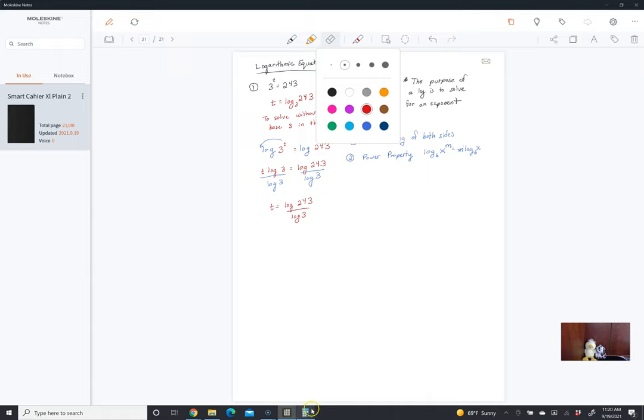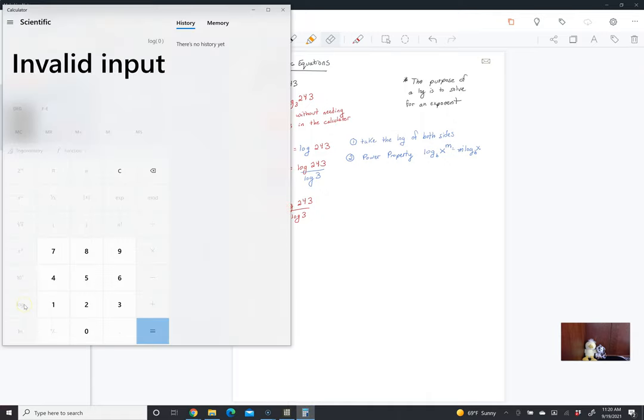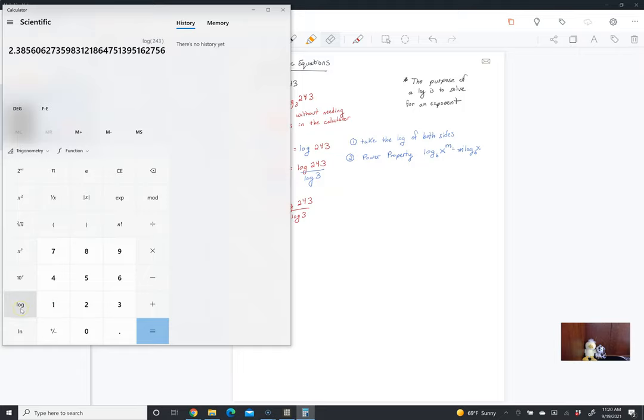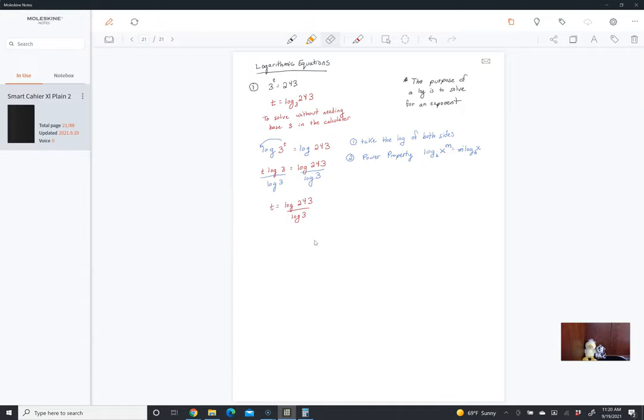And if we go into our calculator, for a lot of calculators, including this one, in order to put in the log, you type in the number first, and then you do log. So log of 243 is 2.38. And then we're going to divide by, and put it in parentheses, log of 3. So put 3 first, and then log, and then just close your parentheses. And you get 5. So in some calculators, you could type log and then the number. In this one and in a lot of the others, you type the number and then log. And what do we get? We get that t is equal to 5.